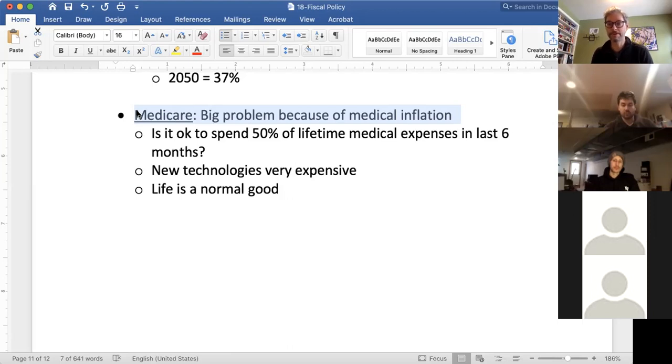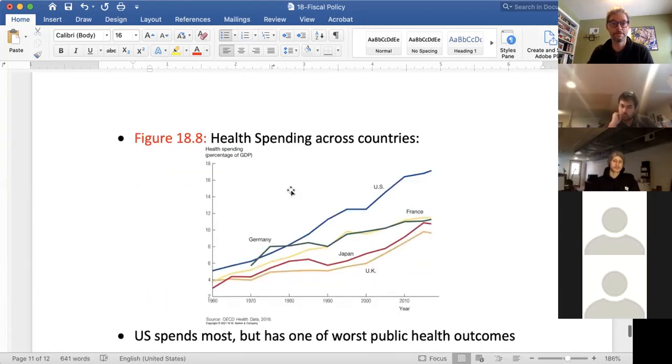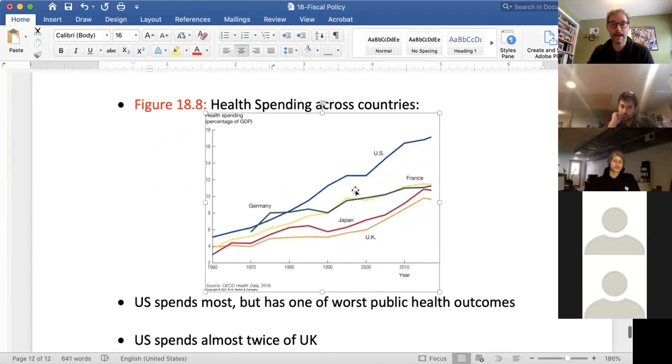But the fact of the matter is, not only do we have this problem of new technologies being very expensive, but we also have this problem that we want to spend more and more money on new technologies so that we can improve our health. And so you see this everywhere, but you see it worse in the United States. Why? Because we have a completely screwed up healthcare system. Well, I shouldn't say completely screwed up, but we definitely have a screwed up healthcare system, right?